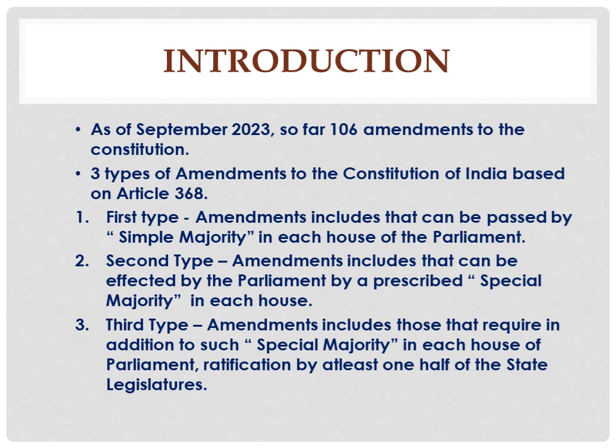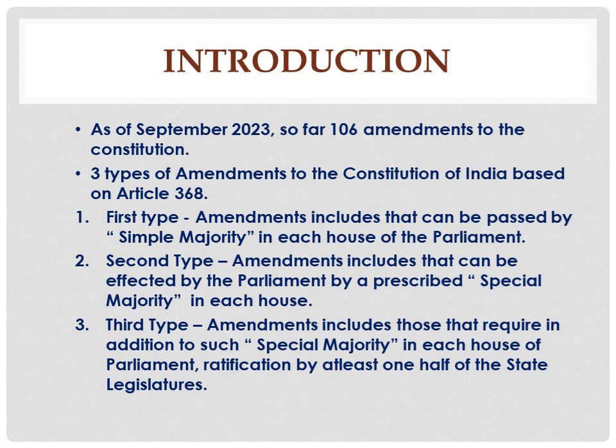So, what are constitutional amendments? These are formal changes to the Constitution that alter or modify its original text. An amendment is a change to the existing provisions of the Constitution and hence it amends the original text. As of September 2023, so far 106 amendments have been made to the Constitution of India.